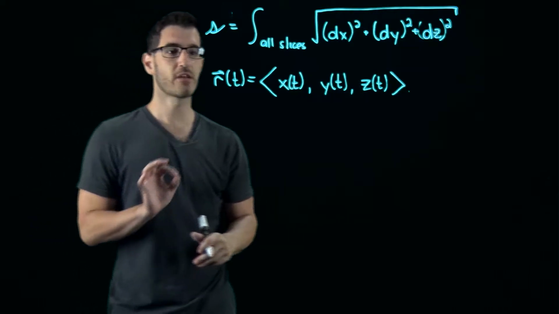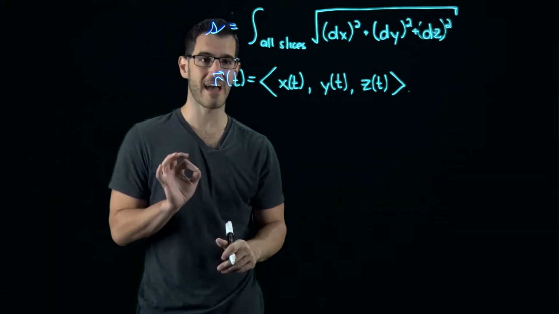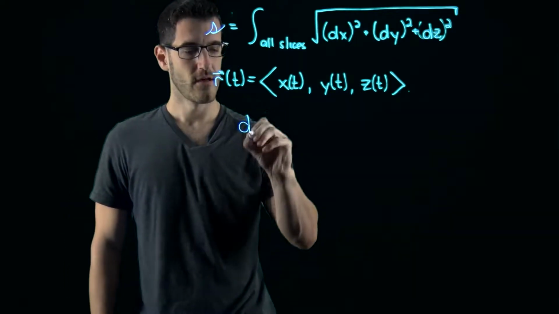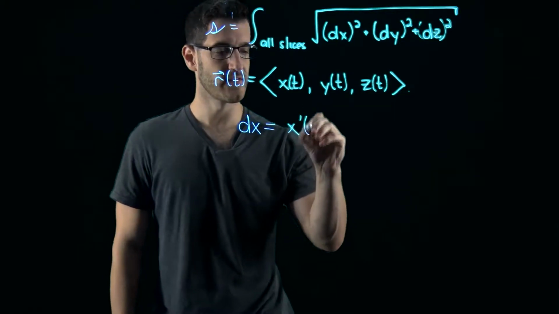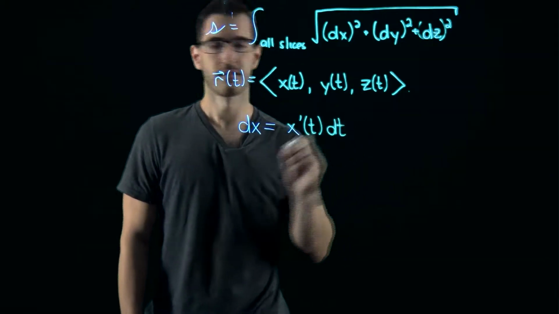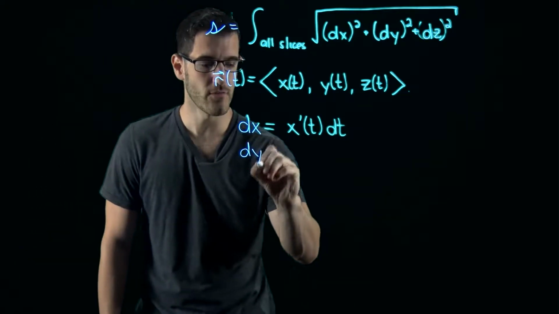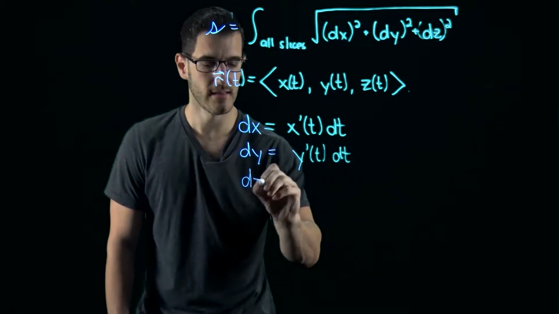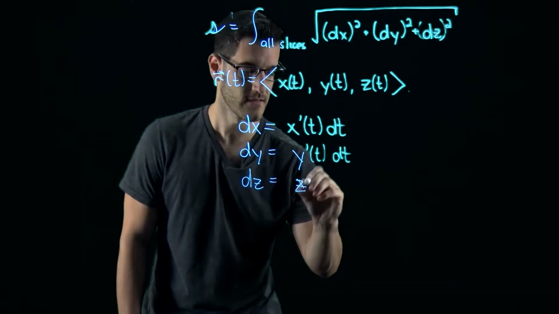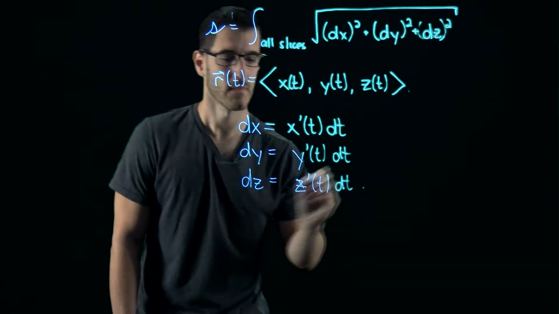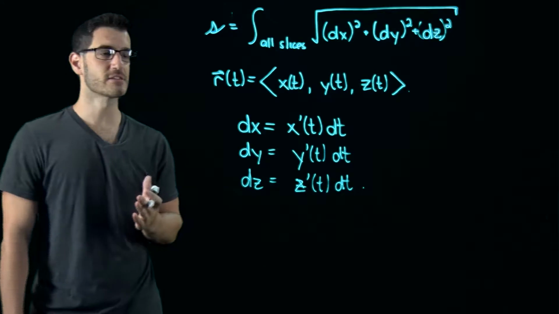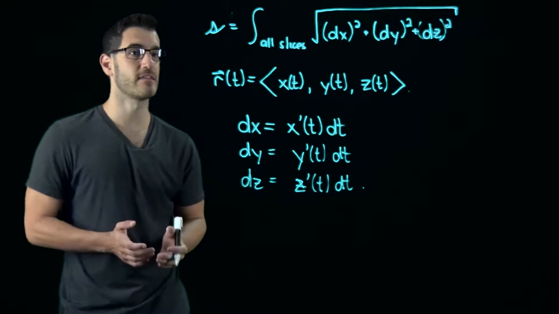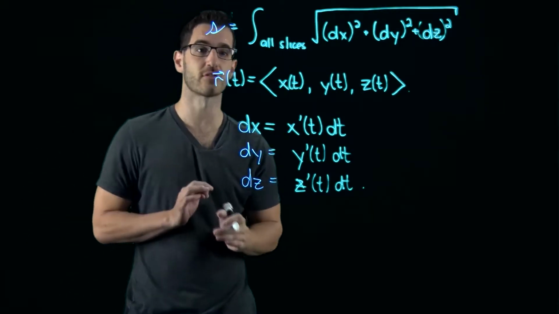And that's nice because we know exactly how to relate the differential dx to the differential dt. In fact, we know here that my dx is really just the derivative of x with respect to t times dt. The differential dy is just y prime of t dt. And same thing goes with z. So this is nice because it now allows us to write dx, dy, dz in terms of t. And we now can have this arc length described entirely in terms of our parameter.